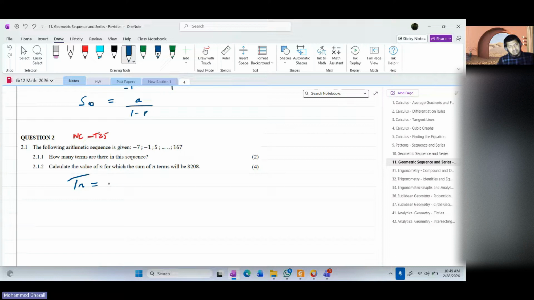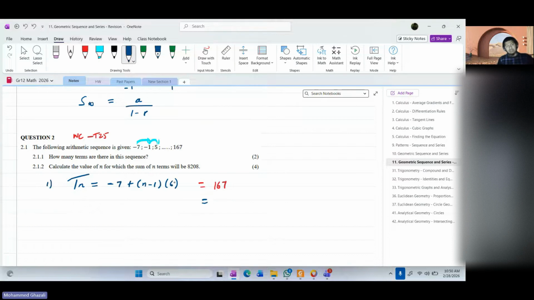Right, so Tn is equal to a, which is -7, plus n minus 1 d. d is 6. How do we know d is 6? We are adding 6. From 5 minus -1, which is 6, or -1 minus -7, -1 plus 7 is 6. And you can clearly see we are adding 6 every time. So that's your common difference. And this part here must be equated to 167.